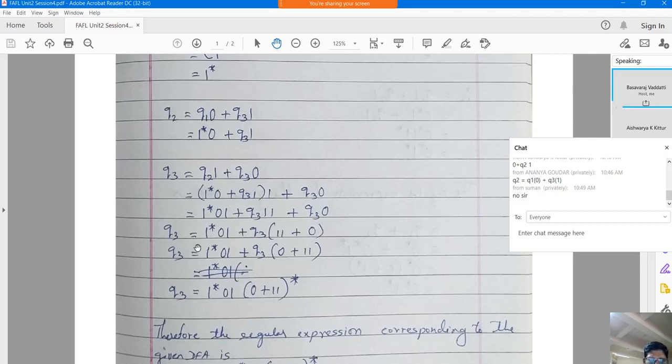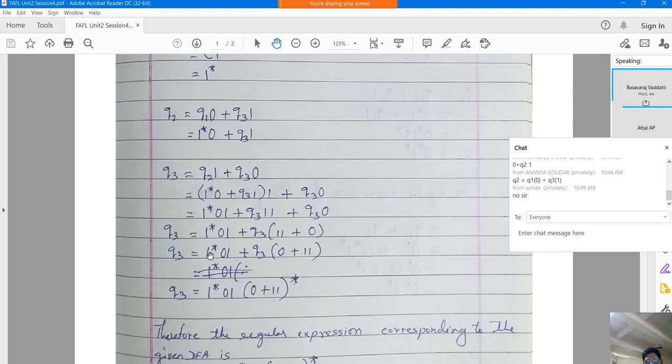Moving on, Q3 equals 1 star 0 1 plus, out of these two sub expressions, I can have this Q3 in common. That is Q3 in common with 1 1 plus 0. 1 1 is from this one and 0 is from this sub expression. That is 1 1 plus 0.